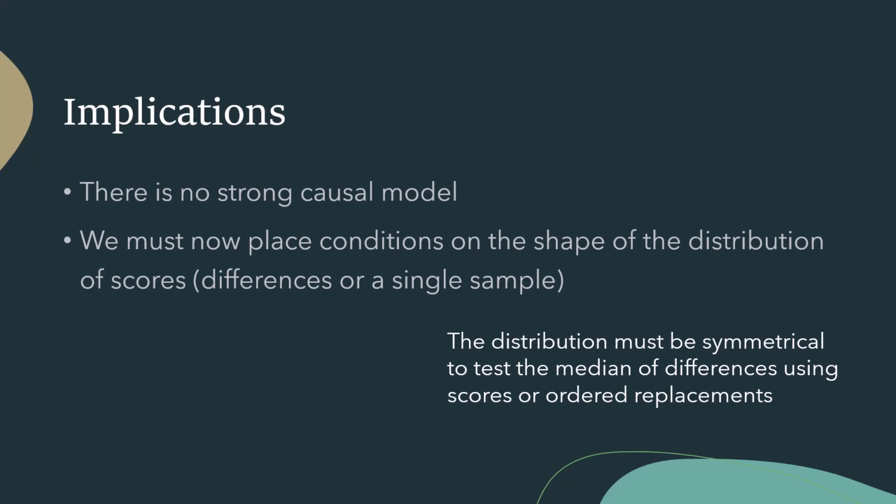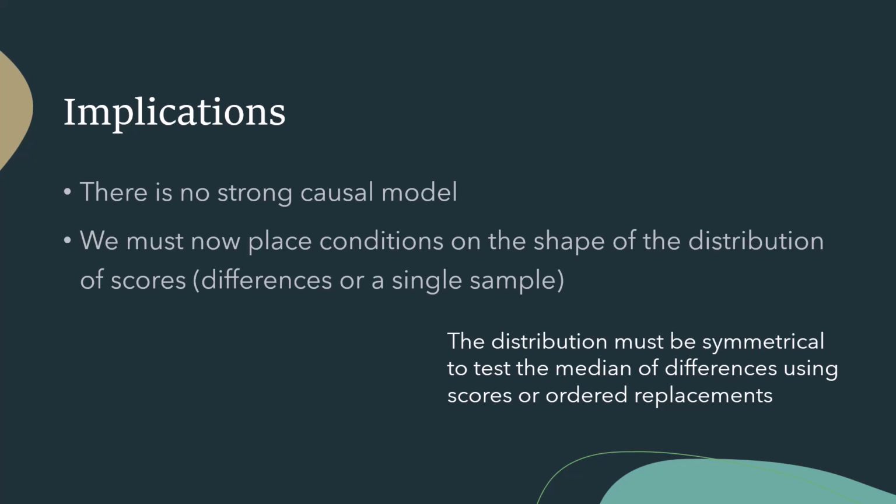This might seem to you like a strong condition, and indeed it is, but I will quickly point out that it is not as strong a condition as that for the parametric counterpart, which says not only that the distribution must be symmetrical, but it must be a symmetrical distribution of a particular form, namely a normal distribution.